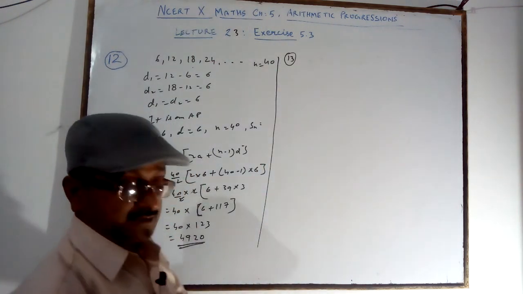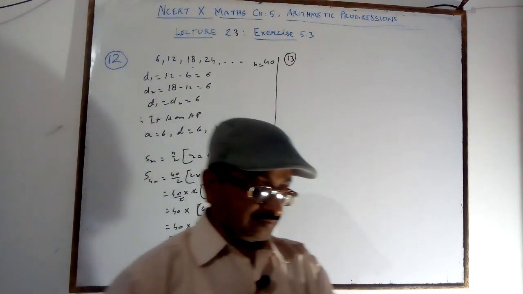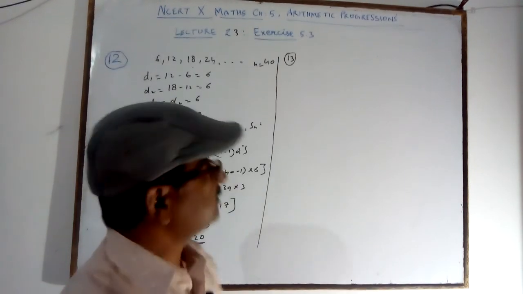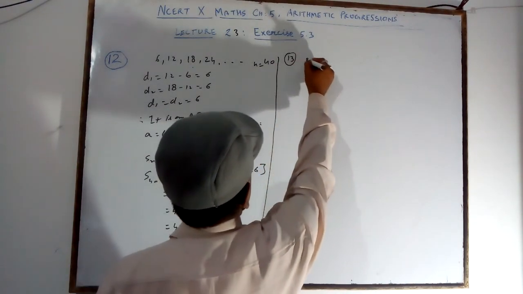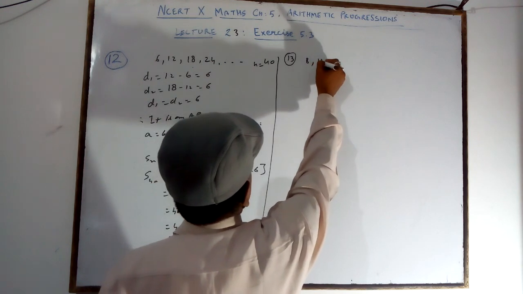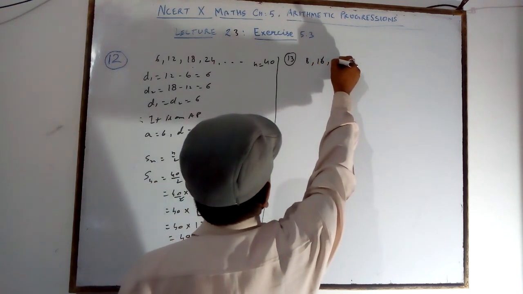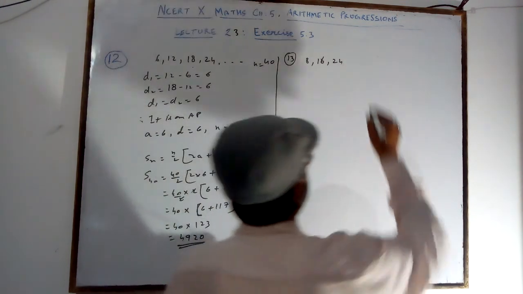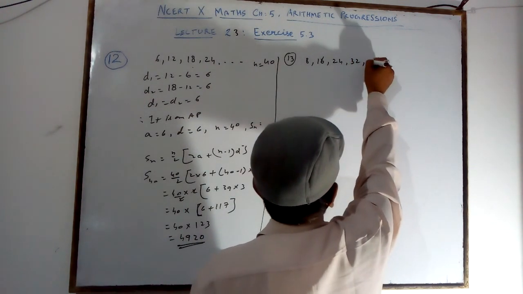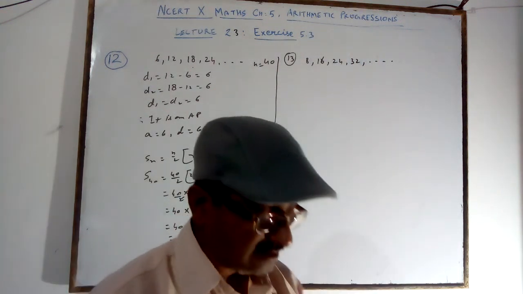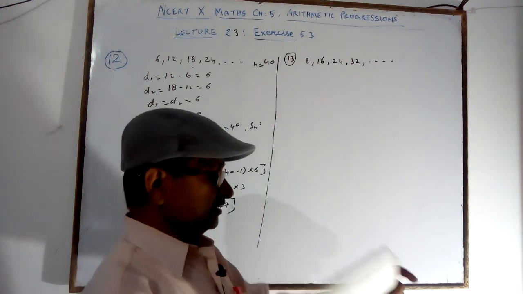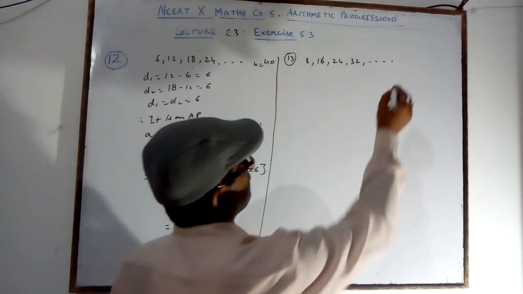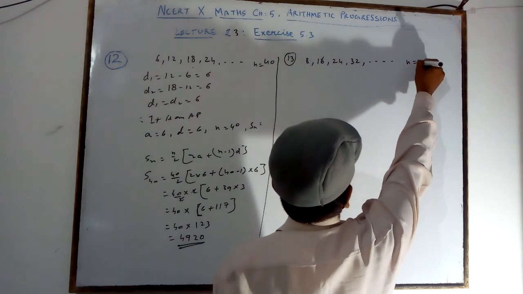Question number 13 is given: find the sum of first 15 multiples of 8. Same question. First 15 multiples of 8: 8, 8 twos are 16, 8 threes are 24, and so on. How many are given? First 15 multiples. n is given, the number of multiples is 15.